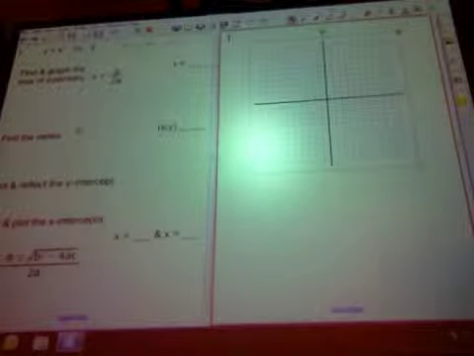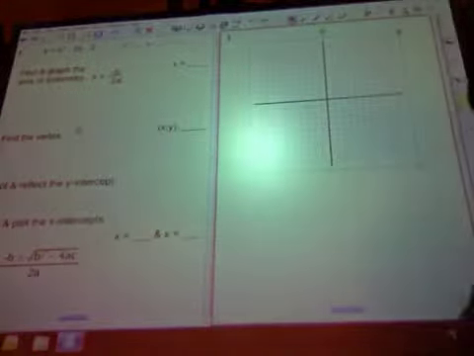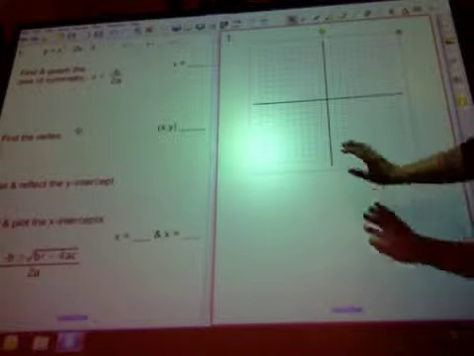Graphing quadratic functions from start to finish. These are the steps over on the left that we're going to do, and I'll zoom in on them as we go so it makes it easier to see. Then we're going to put them on our graph.